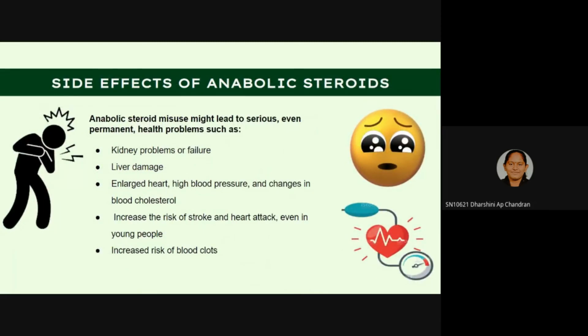Next, side effects of anabolic steroids. Anabolic steroids are banned, and anabolic steroid misuse might lead to serious and permanent health problems such as kidney problems or failure, liver damage, enlarged heart, high blood pressure, and changes in blood cholesterol, all of which increase the risk of stroke and heart attack even in young people. Lastly, they increase the risk of blood clots.